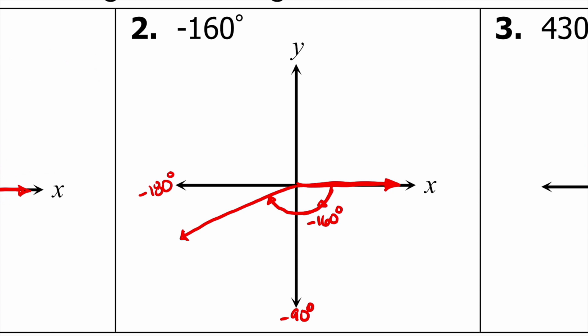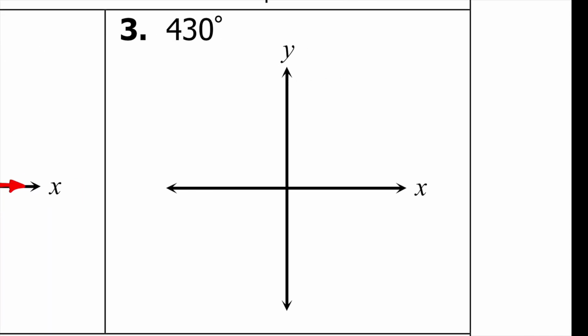Okay. Now let's go over here, 430 degrees. So let's draw our initial side. Now 430, you notice that's bigger than 360. If I go all the way around, that's 360. So I'm going to have to go all the way around and then some. So let's try that. I'm going to go all the way around, and then I have to go more.